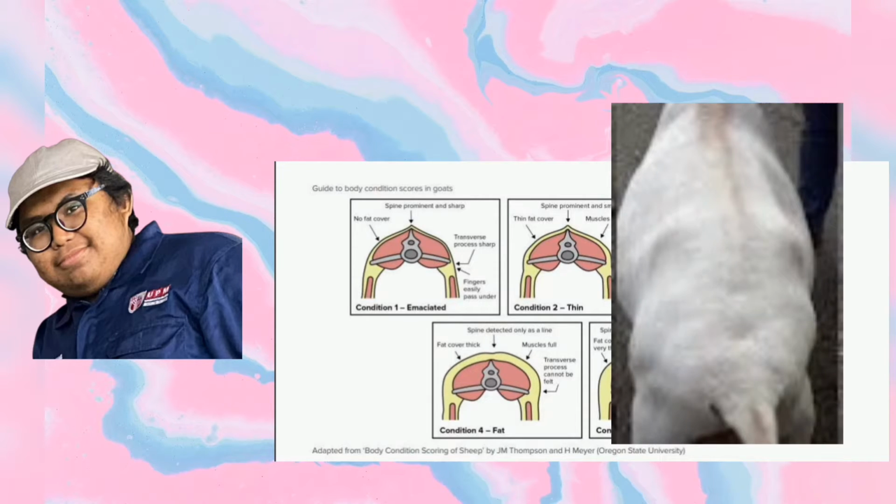For condition 4, backbone cannot be seen. Rib covered with distinct thick layer of fat. Need to apply pressure to find the spine and transverse process. Muscle area are covered by thick fat.